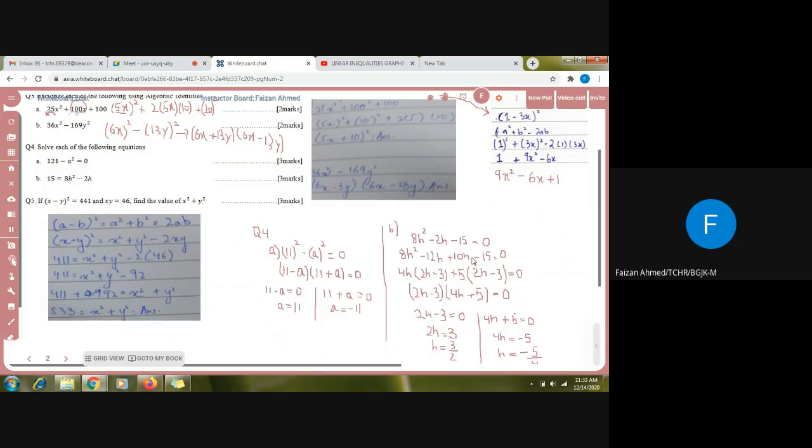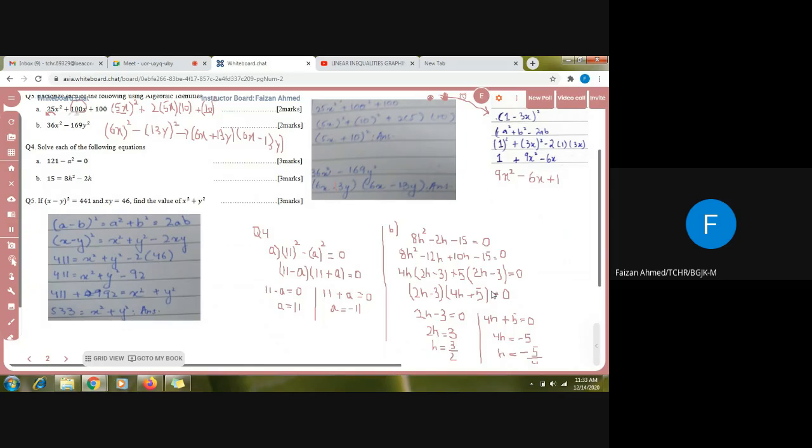Plus I have to take 5 as common. So I will take 5 as common. The bracket will again be 2h minus 3 because 5 times 2 is 10 and I haven't taken h as common, so h will be inside. Minus 5 times 3 is 15. 2h minus 3 is common on both the sides, so I will take it as common. The remaining thing will be inside a bracket 4h plus 5.